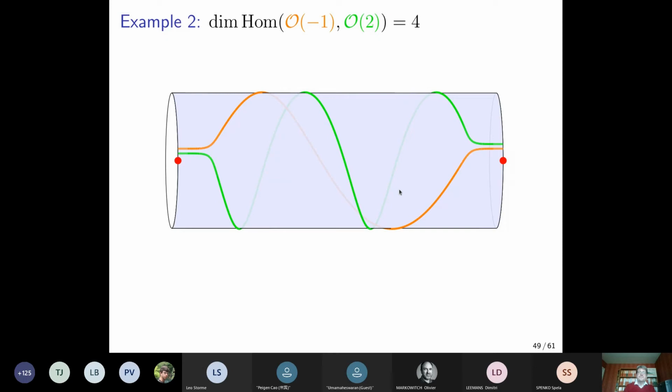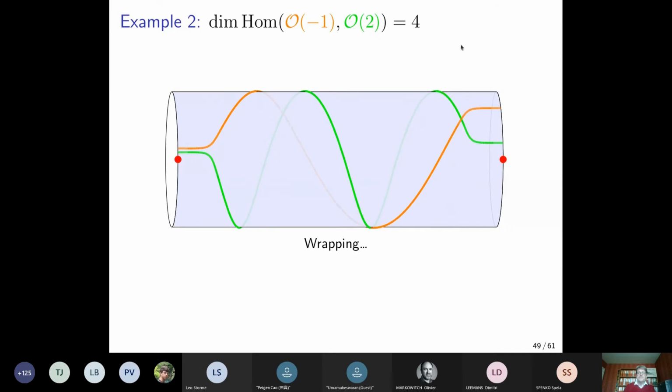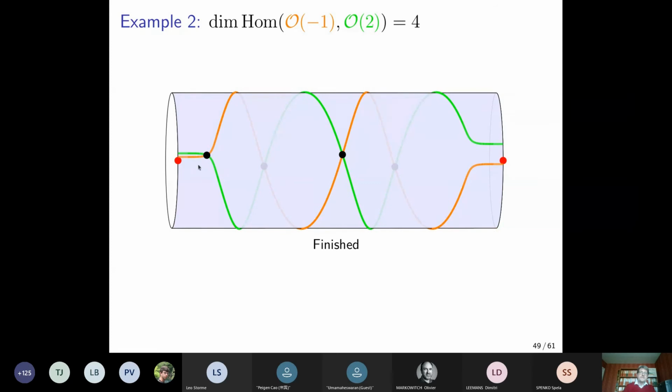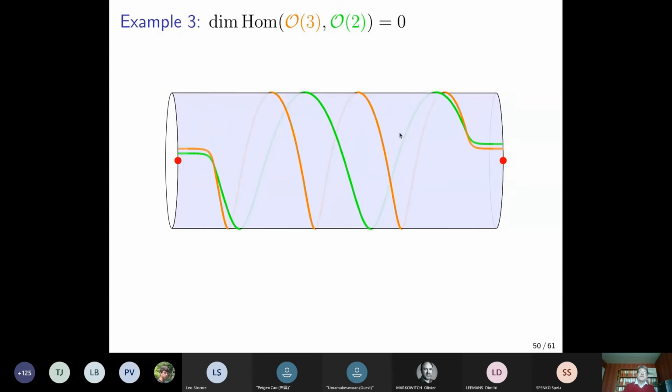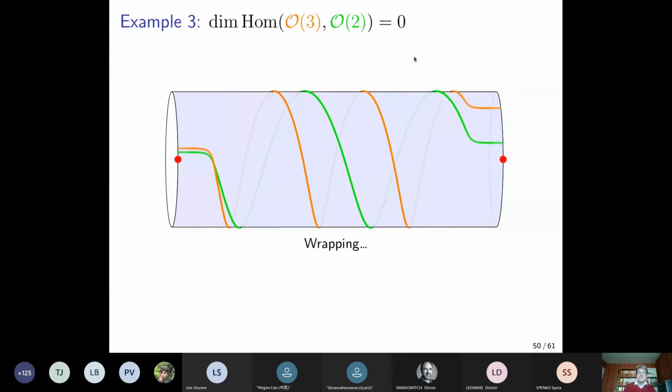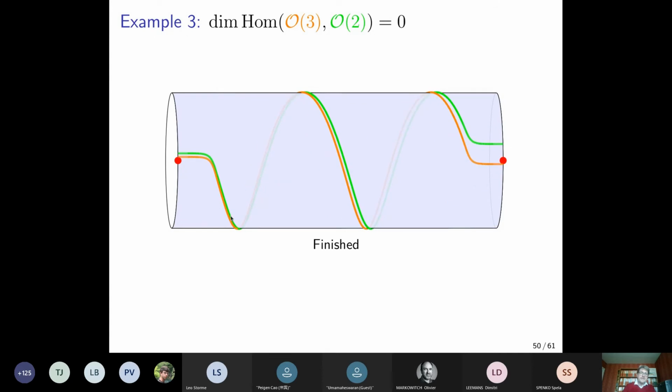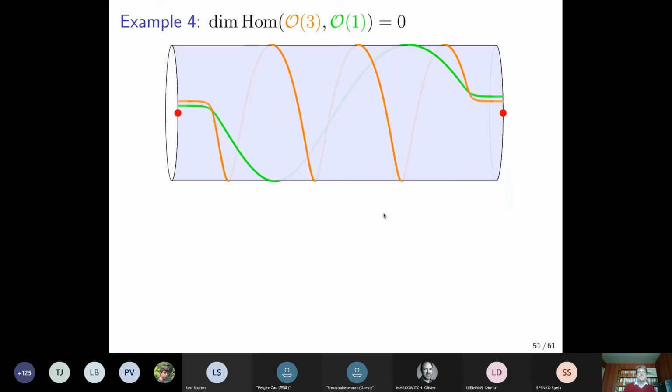Let's try some more. Now we want 4. Again, it worked. 4 intersections. Okay, here is a situation where we expect to find 0 intersections. And it's a little bit hard to see, but the curves are close together. But again, there are 0 intersections. Here again, we expect to get 0 intersections.